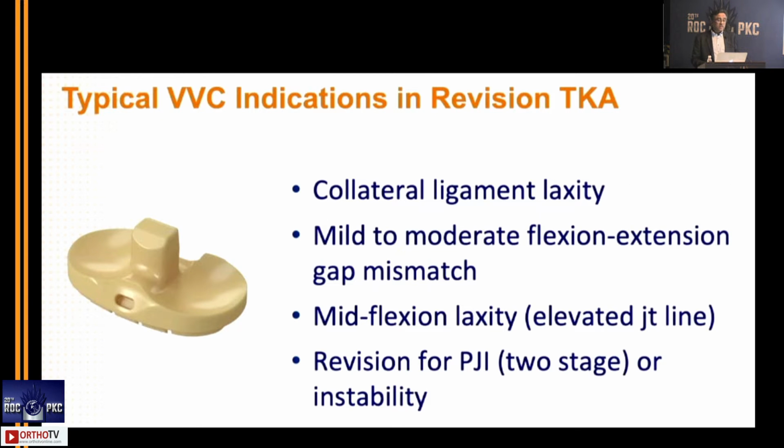Now let us see what the indications are in revision TKA for the varus valgus constraint. Collateral ligament laxity, mild to moderate flexion extension gap mismatch, underline. A lot of the times in FFDs you come across this scenario. Mid-flexion laxity, where there is an elevated joint line, and revision for prosthetic joint infection, two-stage, or instability.